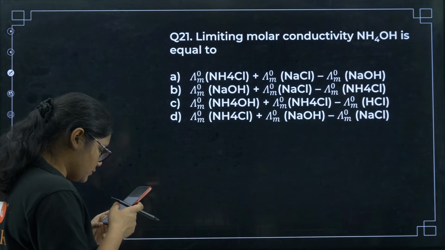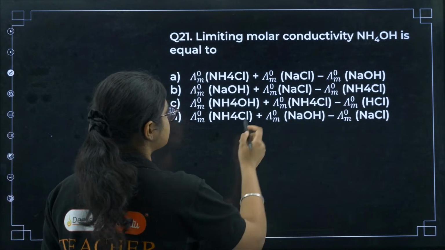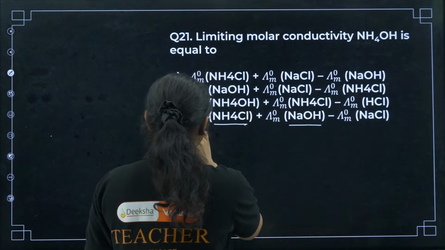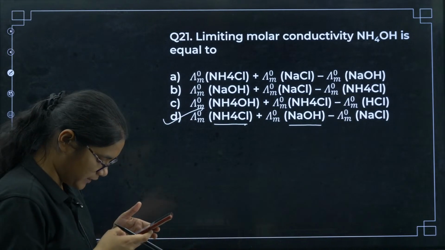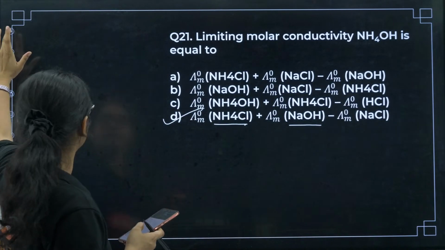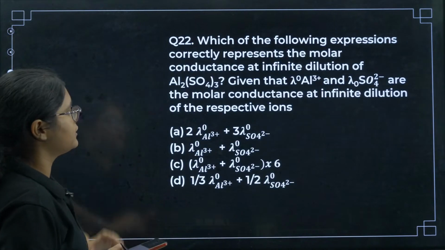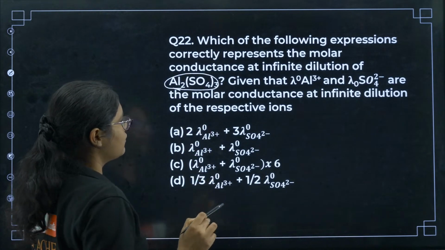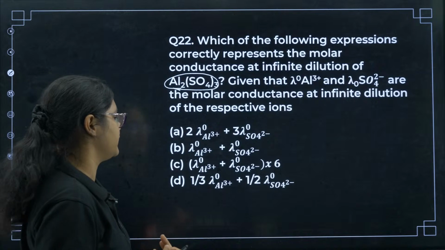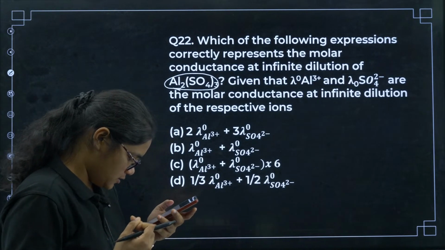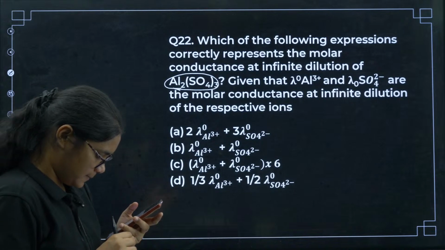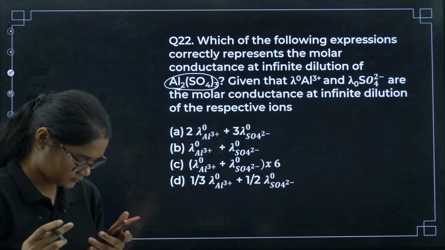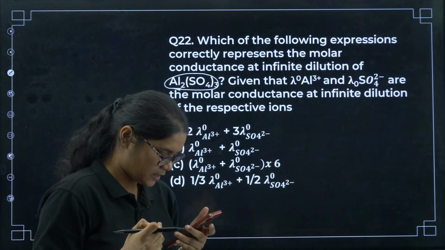Okay, 21st question. I need NH4OH. So NH4Cl plus NaOH, minus NaCl. Yes, option number D is absolutely correct. Yes, 21 will be D. Next, question number 22. What will be the value of the molar conductance of aluminium sulfate? Very easy question. From Kohlrausch's law.